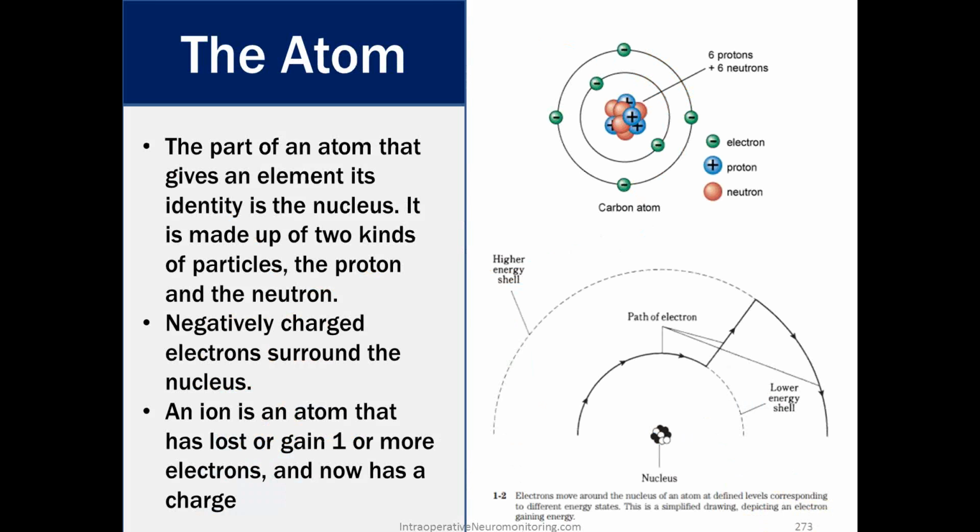First, we're going to start off with the atom. The part of the atom that gives an element its identity is its nucleus. It is made up of two kinds of particles, the proton and neutron. Negatively charged electrons surround the nucleus. An ion is an atom that has lost or gained one or more electrons and now has a charge. So this is back to middle school type science, but it's going to build up a little bit, and so it's good to have some of this foundational stuff.